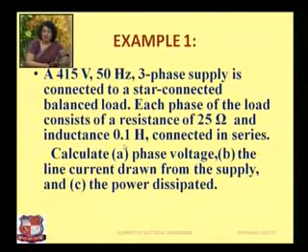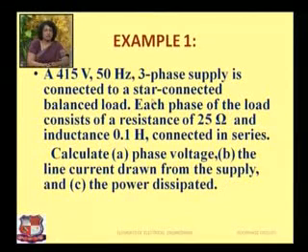I know the value of L, I know the value of F, so I can very well find out XL. Then R is already known to me, so I can find out Z. And the phase voltage we have to find. Another data given is 415, which is a line voltage, 50 Hz is the frequency, and the supply is 3-phase, connected to a star connected balanced load.